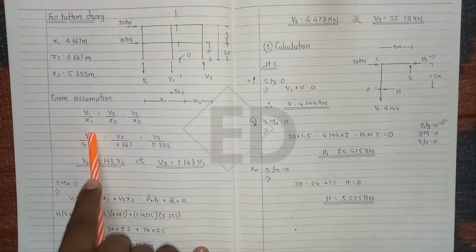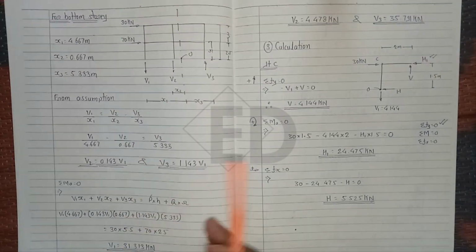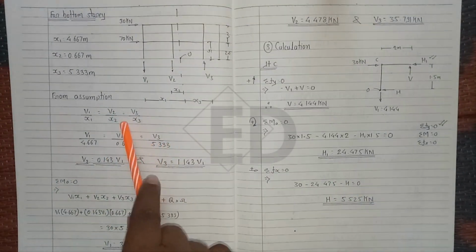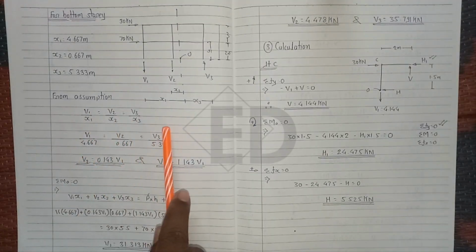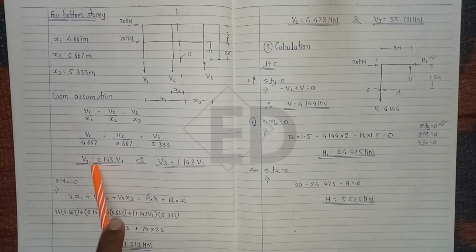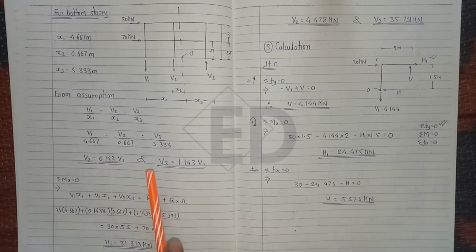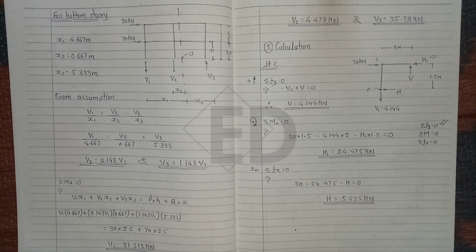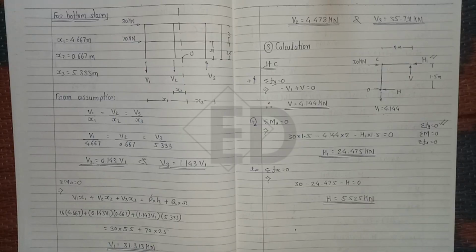Just put all the values x1, x2 and x3. Convert this in terms of one unknown, that is v2 in terms of v1 and v3 in terms of v1. What we represent here is v2 is 0.143 v1 and v3 is 1.143 v1. Same procedure as we did for the top story calculation.